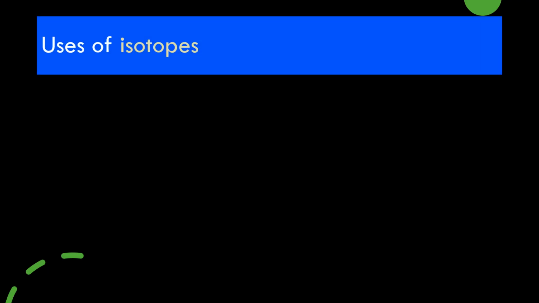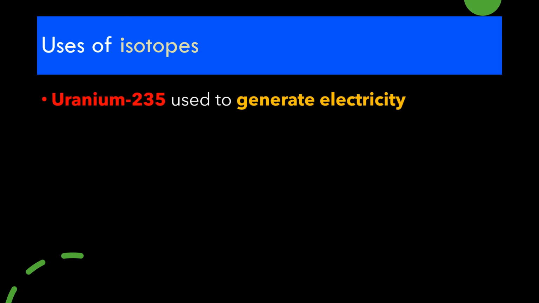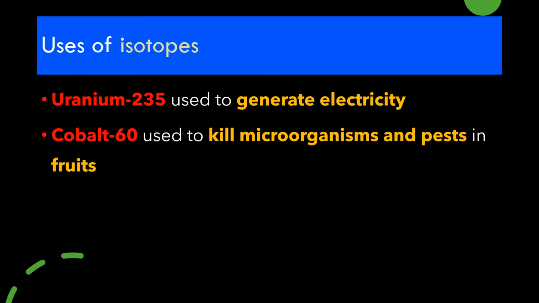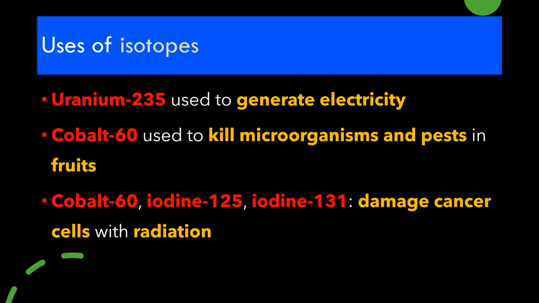So, why do we have to study isotopes? In fact, isotopes have helped scientists in our daily life significantly. For example, uranium-235 can be used to generate electricity. Cobalt-60 can be used to kill microorganisms and pests in fruits, which benefits the preservation of food. Cobalt-60, iodine-125, and iodine-131 can be used to damage cancer cells with radiation.